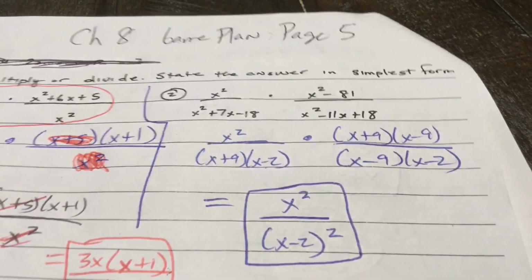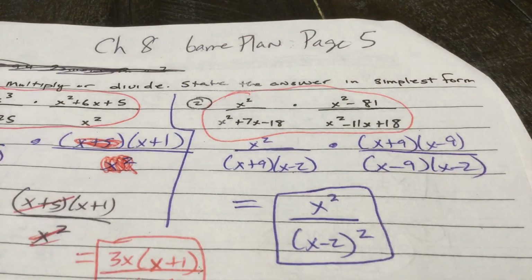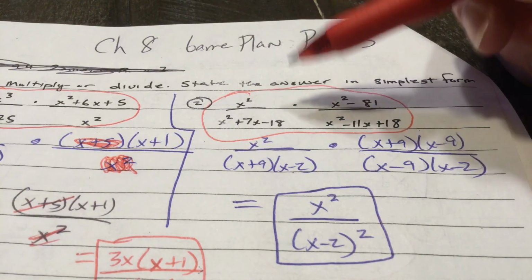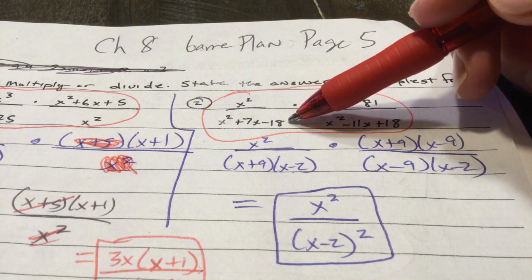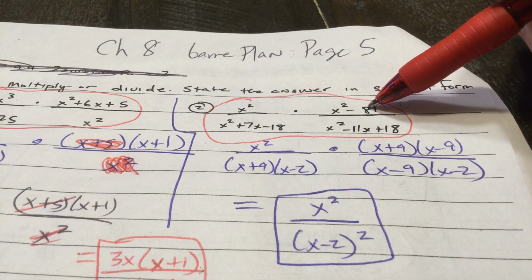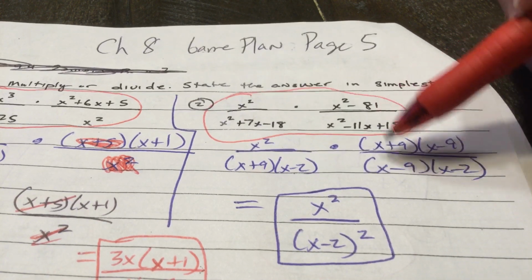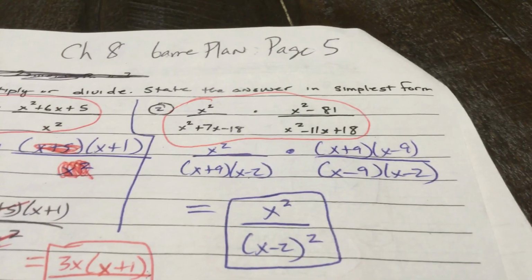On number 2, here's the initial problem. Again, pause this whenever you need to. The first denominator factors to be x plus 9, x minus 2. That's the difference of 2 perfect squares, x plus 9, x minus 9. Well, multiplies to 18, adds to negative 11: x minus 9, x minus 2.